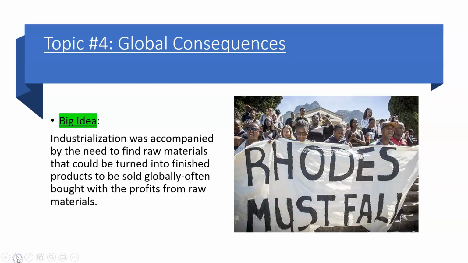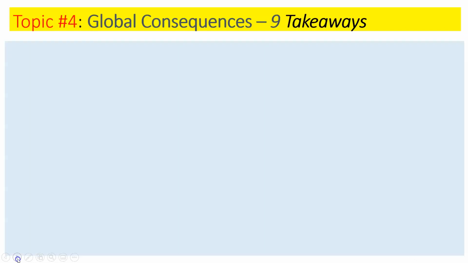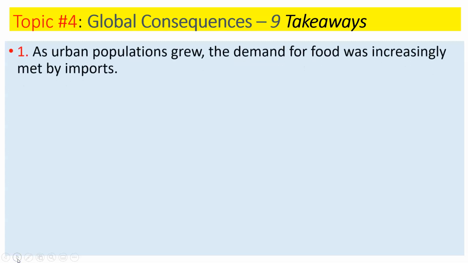All right, topic number 4, global consequences. What's the big idea here? Industrialization was accompanied by the need to find raw materials that could be turned into finished products to be sold globally, often bought with the profits from raw materials. Topic number 4, global consequences. I got 9 takeaways for you.